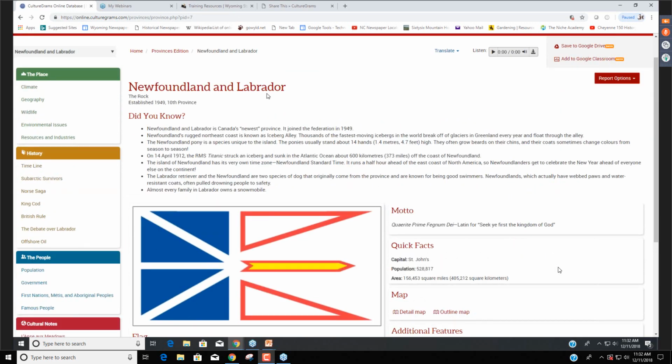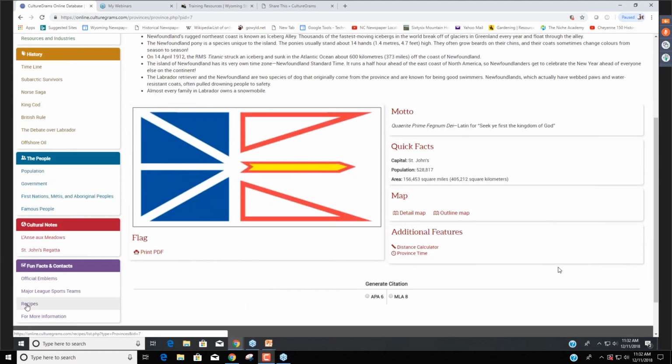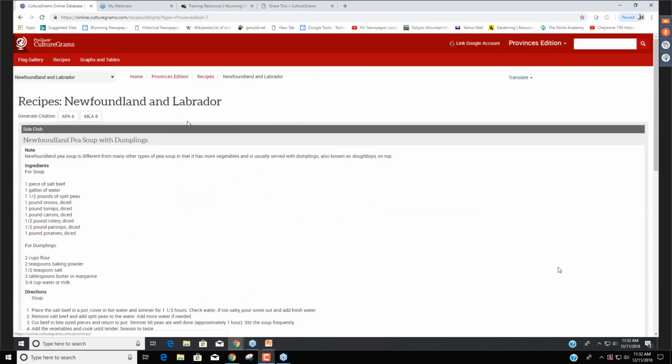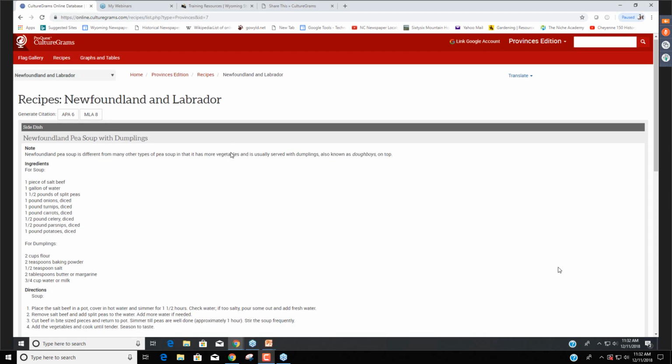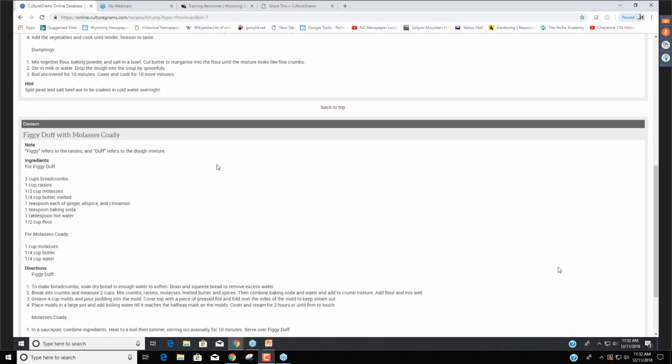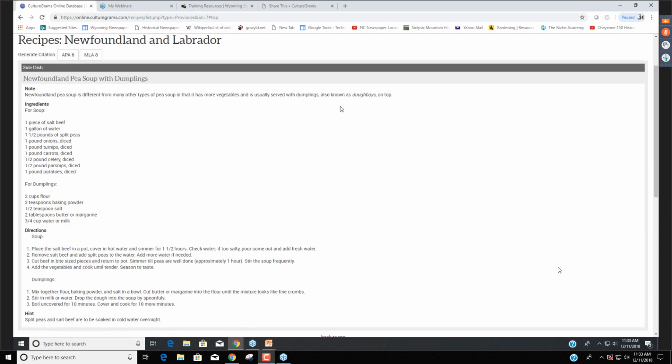And they also have their recipes. And this has one of my most favorite titles for a recipe, and that's figgy duff with molasses. And this one, it tells you what figgy means. It's raisins, and duff is the dough. Sometimes they'll tell you if it's made for a special occasion, things like that.